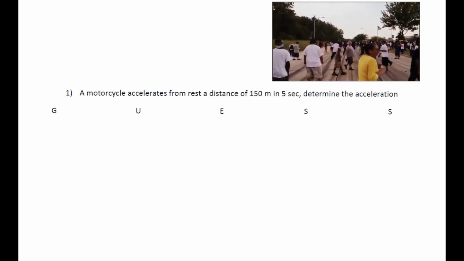So starting off, we have our G, which is our given, and our given information is going to be 150 and 5 seconds. So 150 meters is associated with our distance, and 5 seconds is associated with a time. Okay? So those are our given information, and let's go ahead and write those in. So D is equal to 150 meters. T is equal to 5 seconds.